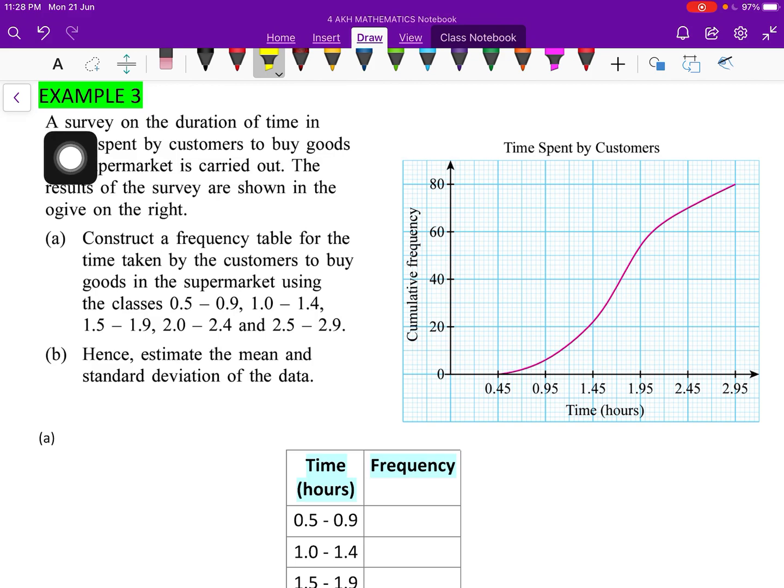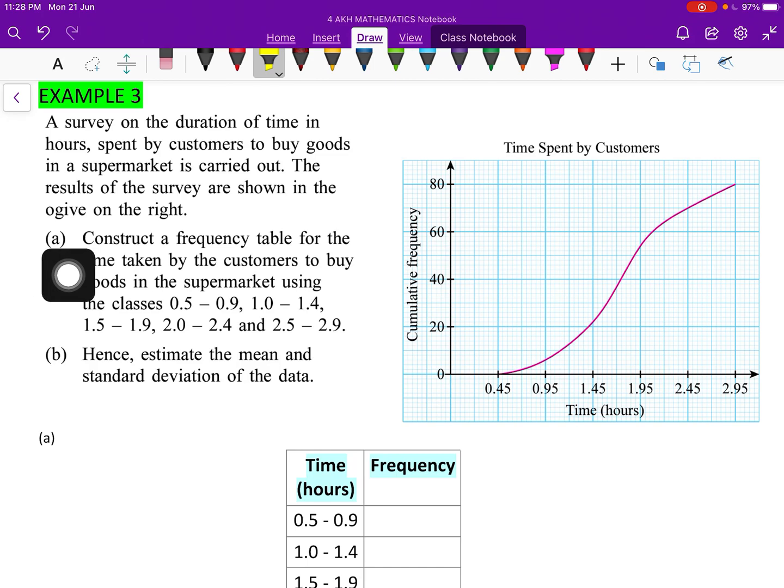Example 3. A survey on the duration of time in hours spent by customers to buy goods in a supermarket is carried out. So masa untuk pergi shopping. The results of the survey are shown in the ogive on the right. So minimum value kita is 0.45 hours, and then the maximum is 2.95 hours. And then total customer kita ada 80.